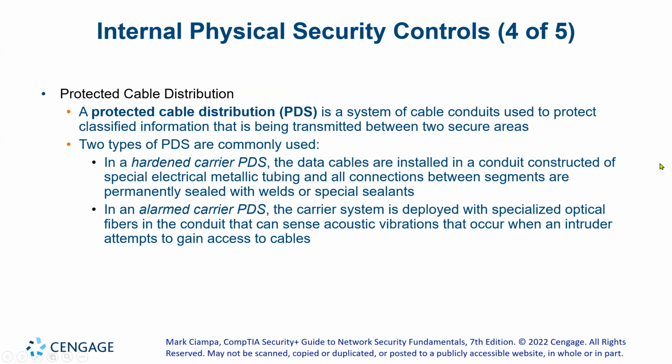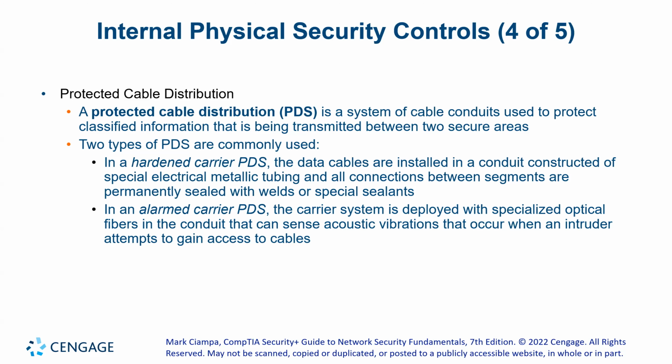Protected cable distribution. I'm going to make a big deal about this because people do not pay attention to it. Protected cable distribution is a system of cable conduits used to protect classified information that's being transmitted between two secure areas. Two types of PDs are commonly used. There's the hardened carrier PDS. The data cables are installed in a conduit constructed of special electrical metallic tubing, and all connections between segments are permanently sealed with welds or special sealant.